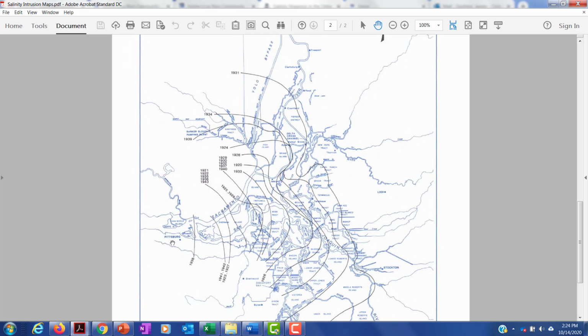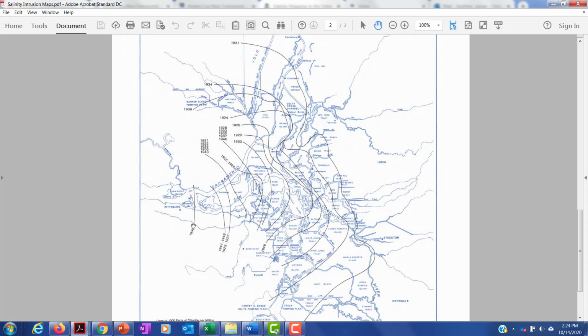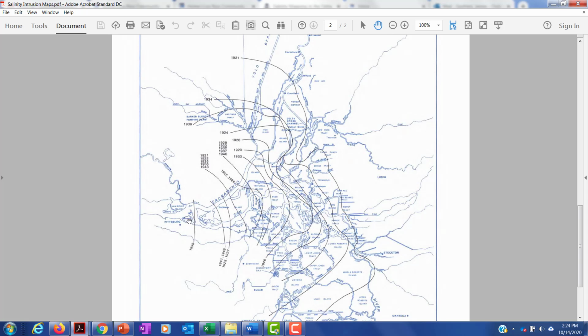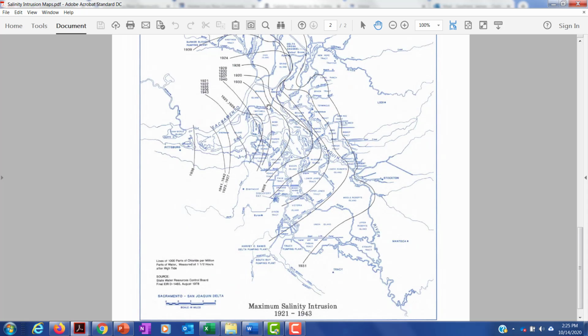In 1938, if you were in Pittsburg, you would have pretty much saline water, salty water. But all here on the other side of this contour, you had fresh water. So there was a definite problem that prior to building the Central Valley Project and all the dams that we used to flush fresh water through the system, you would get saline water coming way into the Delta. And here in 1931, if you were a farmer here in Courtland, you were pulling water out of these rivers and it was salty and they were not happy about it. That was the condition from 1921 to 1943.